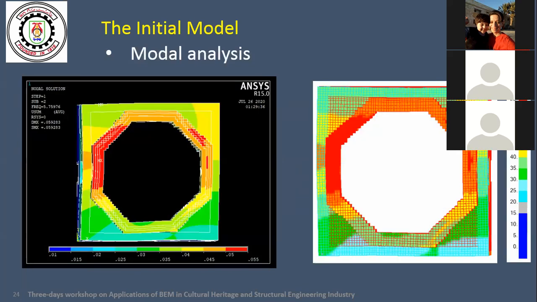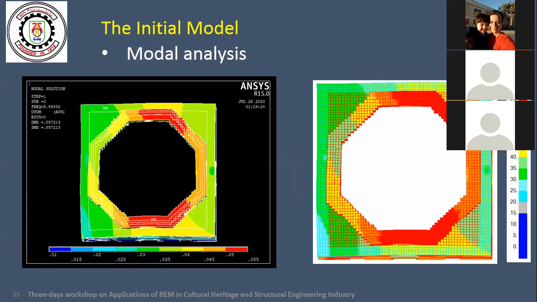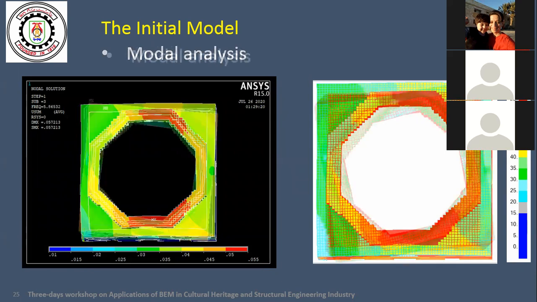Here are the mode shapes. This is the first mode, which is the wall bending. This is the displacement in the X direction. And this is the torsional mode. These are samples of the modes obtained from the analysis.